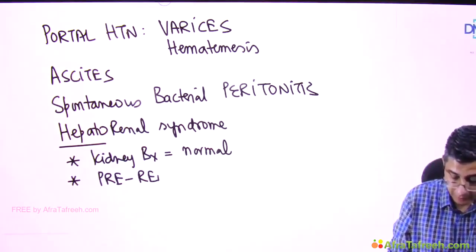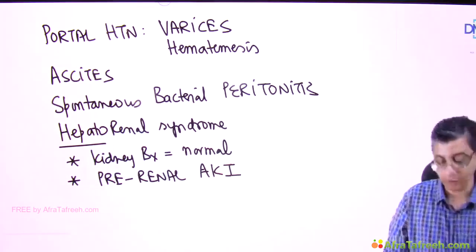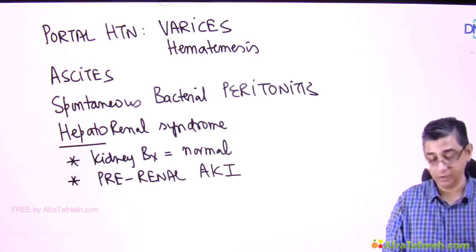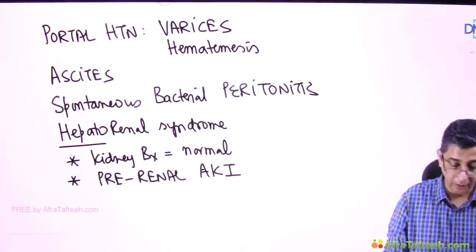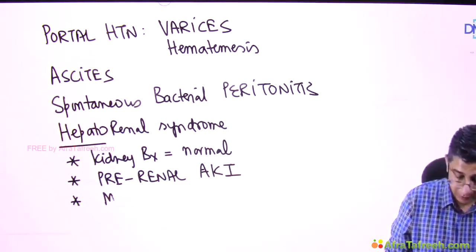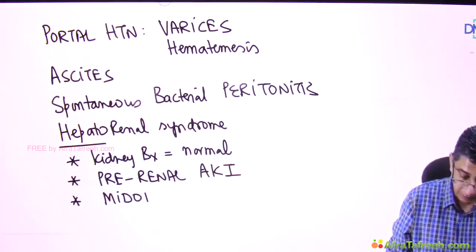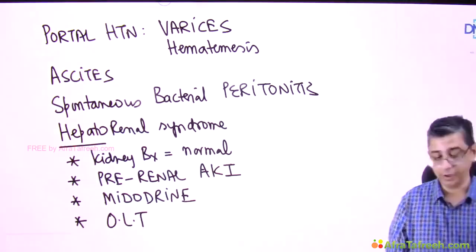It is the pre-renal variety. So when you go through the acute kidney injury section, you will notice right in the beginning I have mentioned that acute kidney injury, AKI, is the pre-renal variety. And then HRS in a patient, the drug of choice for management of this condition is midodrine. And the treatment of choice for hepatorenal syndrome is OLT, that is orthotopic liver transplantation.